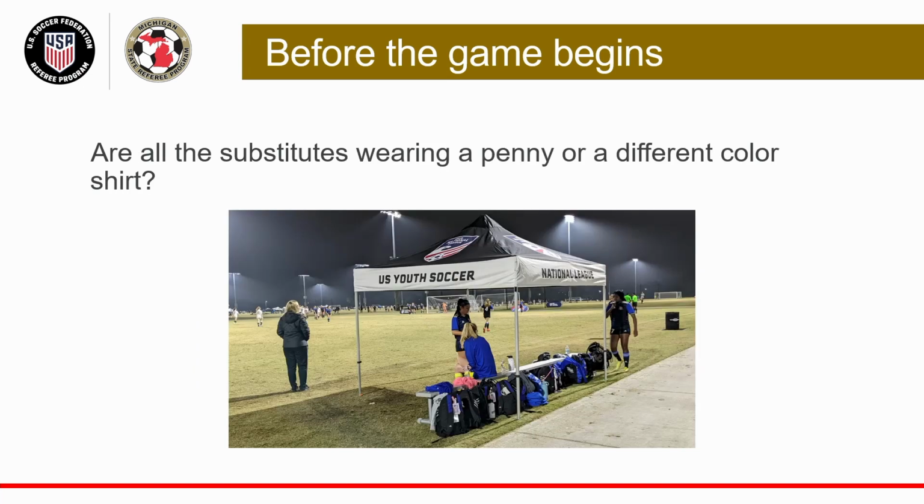Are the substitutes wearing a penny or different color shirt? Look at the players who are standing in the bench area. These players might have just gotten off the game, but those people need to be wearing a penny or a different color shirt. So these are the things that you must check before the game begins. How many people? Who? Balls stored in a bag? And then make sure the players are aware that when they're in the bench as substitutes, they have to put a penny on.